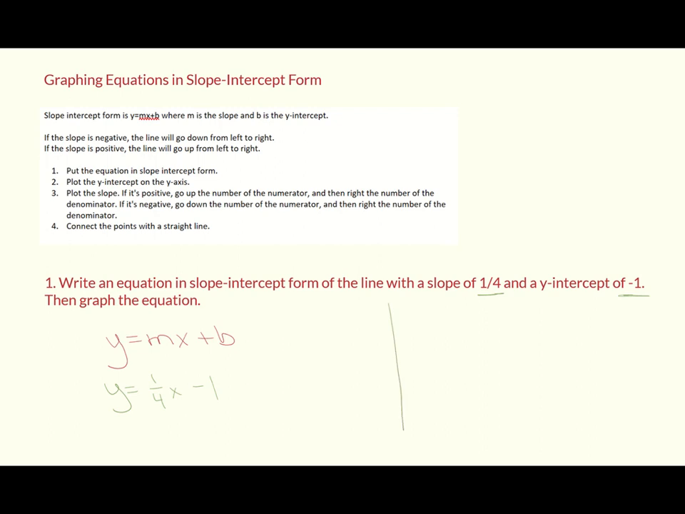Now we have to graph it. So we're always going to start where our y-intercept is, at -1. Our slope is 1/4, so that means I'm going to go up 1 and to the right 4. I'll put a dot, and then you just connect the dots with a straight line.